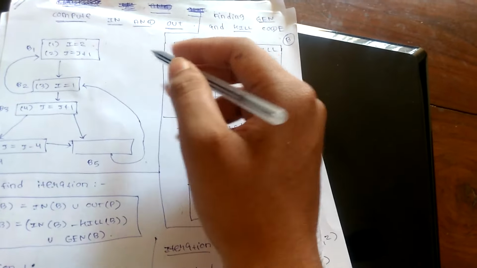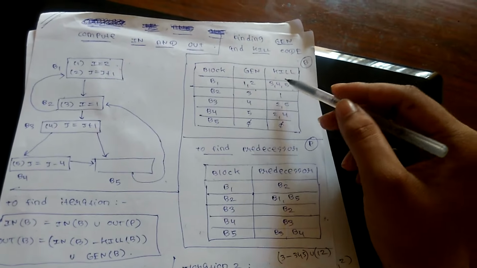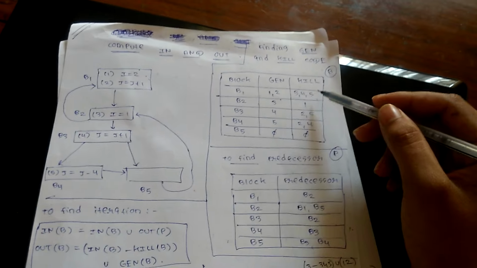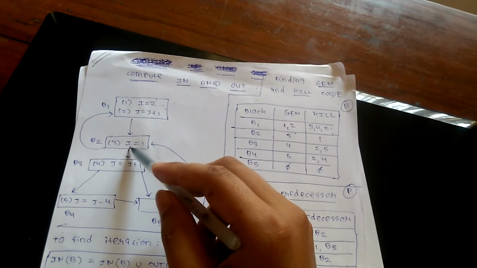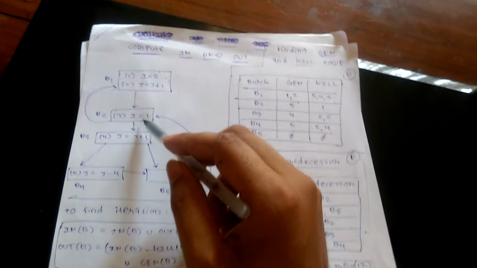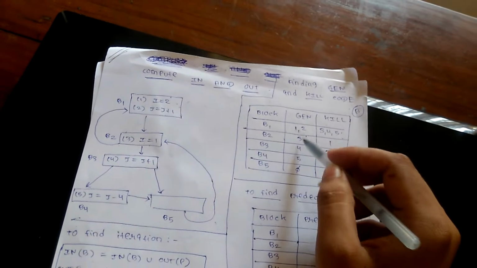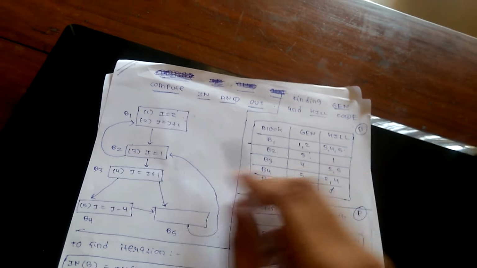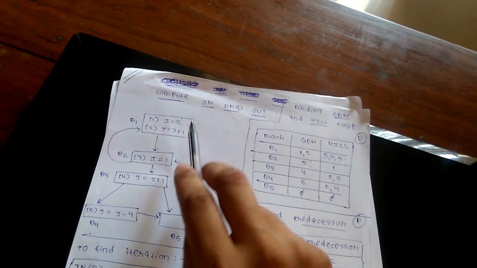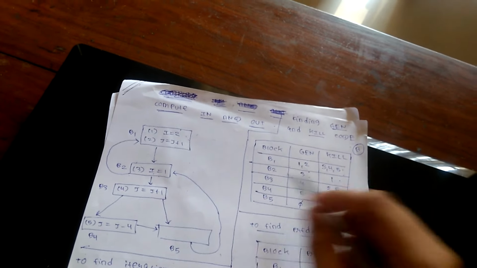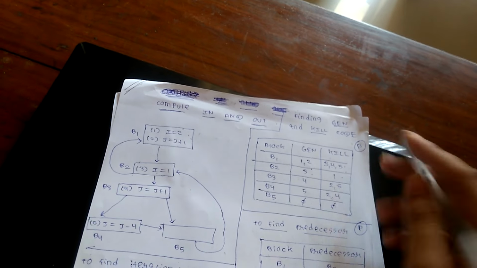So where else the I and J is defined? In 3, 4 and 5. So that's why we have put those values in 3, 4 and 5. Then what is defined in B2? I is equal to 1. So the value is 3, and we will put it in gen as 3. Then where else is I defined? In first. So we will put this value in kill.